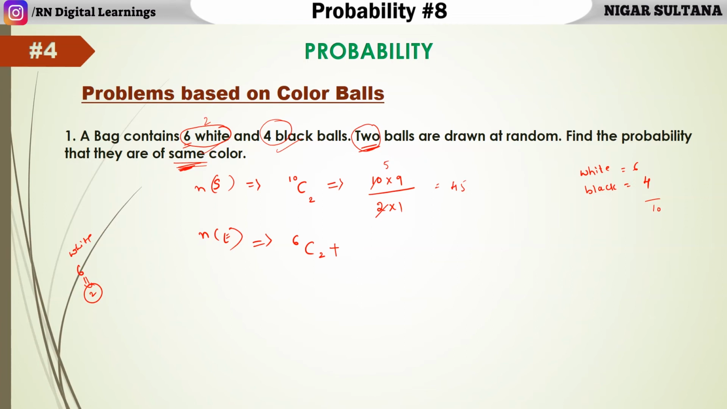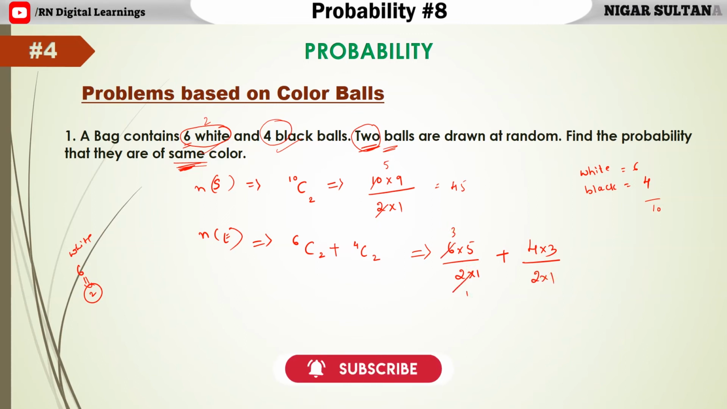Or 4C2. This 2 is for these 2 balls, and this 4 is for the total number of black balls. Now how will you expand this? This can be written as 6 into 5 divided by 2 into 1, plus 4 into 3 divided by 2 into 1. 3 5s are 15, plus 2 3s are 6. This is my 21.